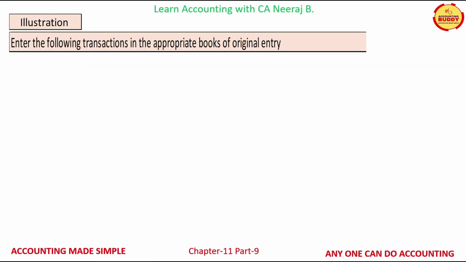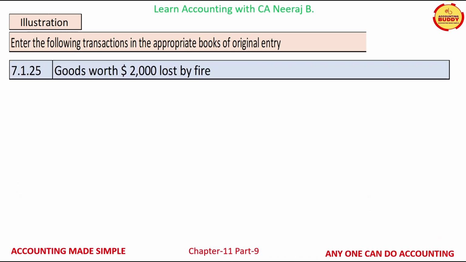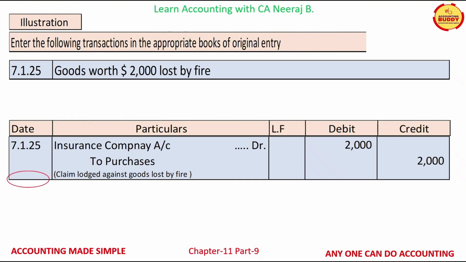Next transaction on your screen is on 7th of January 25, goods worth $2,000 lost by fire. This transaction will be recorded on 7th of January 25. The two accounts affected by this transaction are insurance company account and purchase account. Insurance company account will be debited while the purchase account will be credited. The transaction will be recorded for $2,000 by writing proper narration.